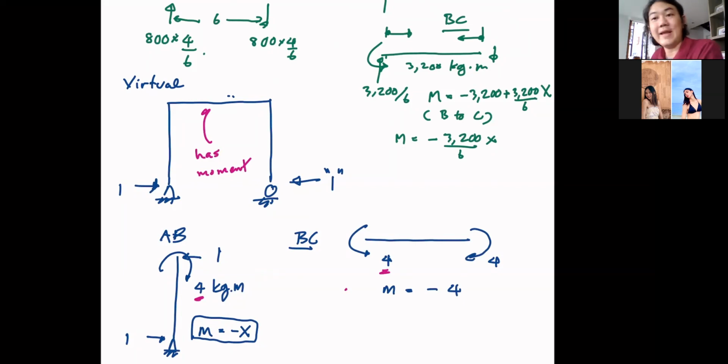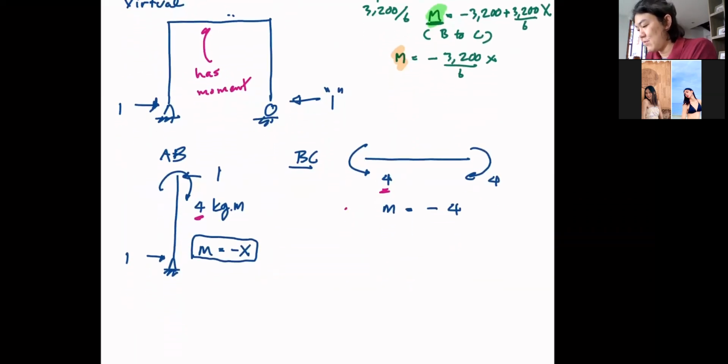Okay, so in the end, it doesn't matter, when you look at the actual load case, whether you write the moment equation from left to right or from right to left. If you don't believe it's going to give you the same answer, you should try. Okay, so now we've got everything. It's just time to sum up all the work done by all the members in the system. So it's pretty straightforward.